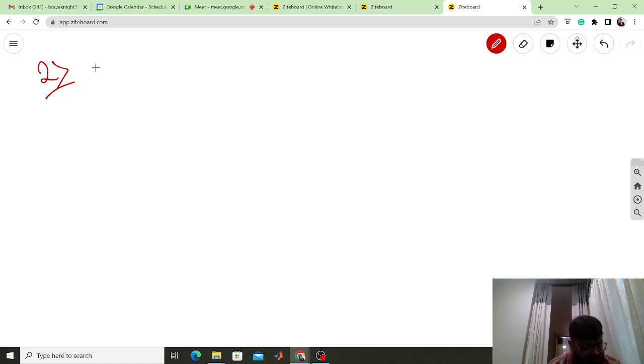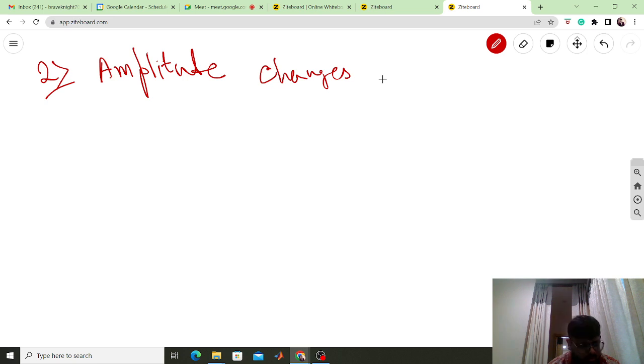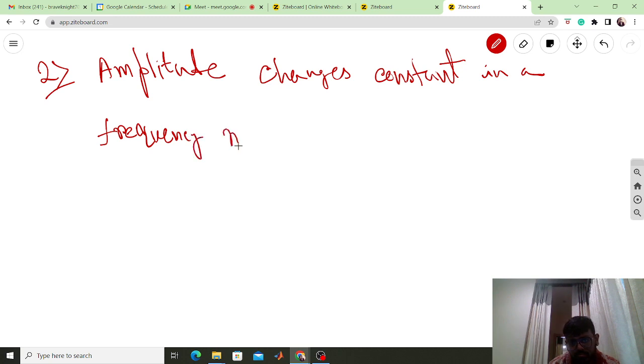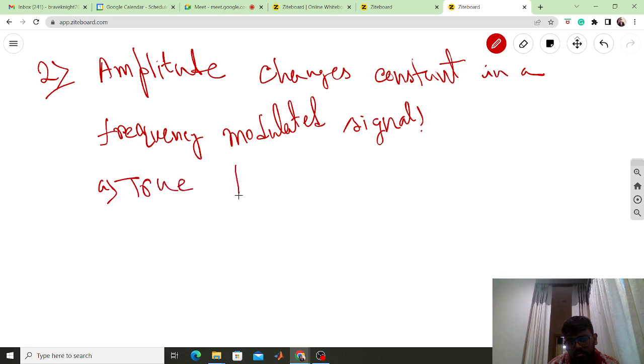This is also a true-false pattern question. The question is: amplitude changes constantly in a frequency modulated signal. The first option is true, the second option is false.